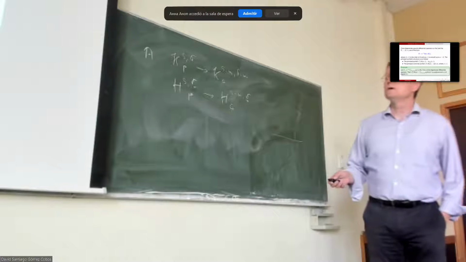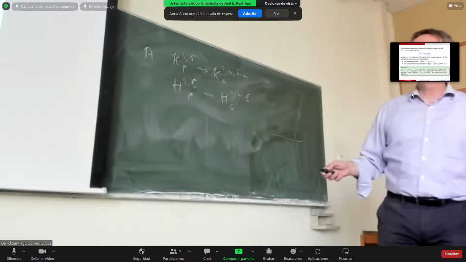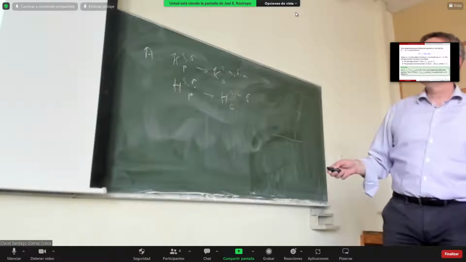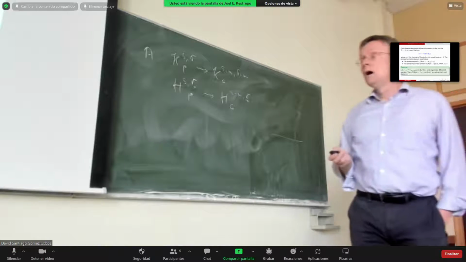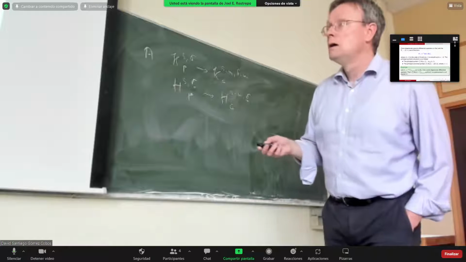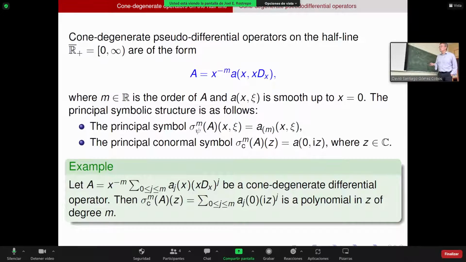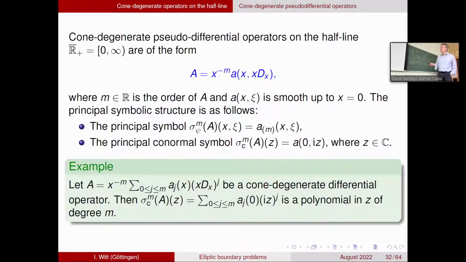If you start with a cone-degenerate differential operator, it would be something like that. You have certain smooth coefficients, smooth down to x equals 0. Then the conormal principal symbol is that one. You freeze your coefficients and replace that totally characteristic derivative by, as I said, i times z. And what you get is a polynomial in z of degree n.